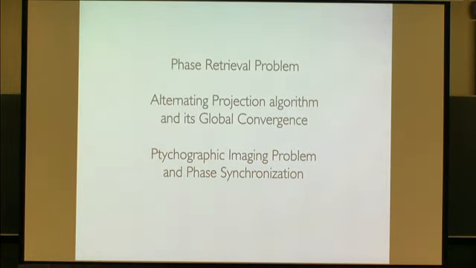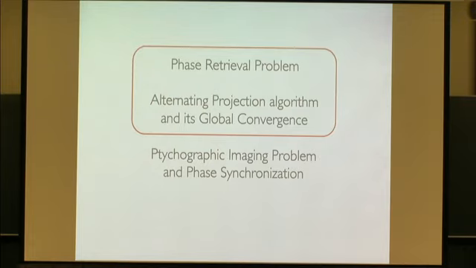So in this talk, there will be 3 main topics. The first one is phase retrieval. The second one is the alternating projection algorithm, which is the algorithm commonly used in the field to reconstruct psi from A. And we will show that there is a global convergence property of this algorithm. And later, I will show you the ptychographic imaging problem and phase synchronization, how to efficiently obtain the phase simply from the amplitude.